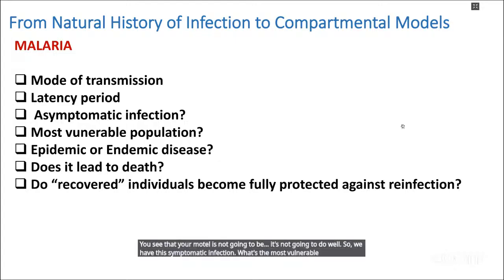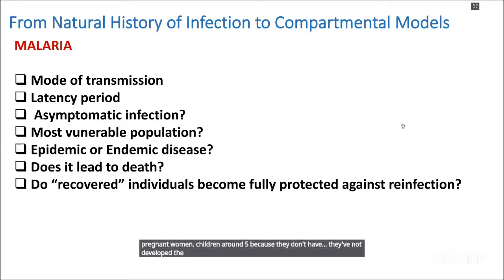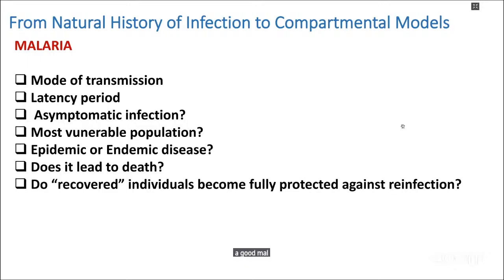What's the most vulnerable population? The most vulnerable population for malaria. Children under 5 and what? And pregnant women. Children under 5 because they don't develop the immunity. So if you want to develop a good malaria model that is capturing reality, you should capture that heterogeneity in vulnerability, where you have an age-structured model. You have the population of children under 5, and then you can have a population of adults to be able to capture that vulnerability in under 5 children.